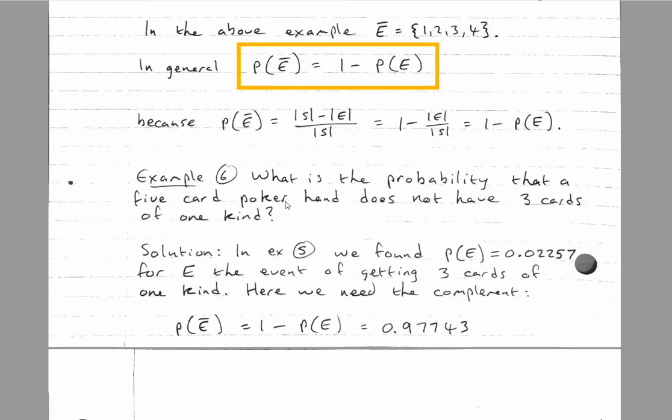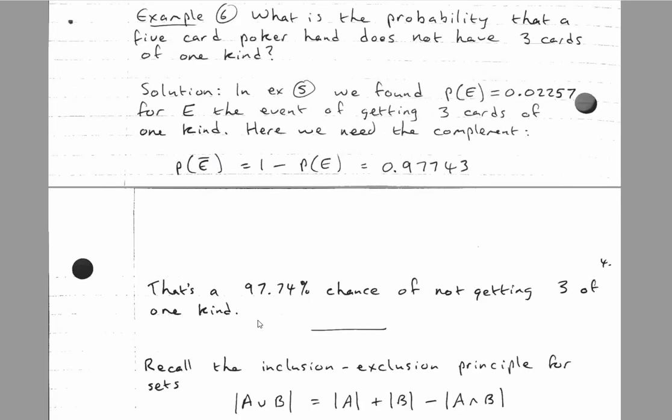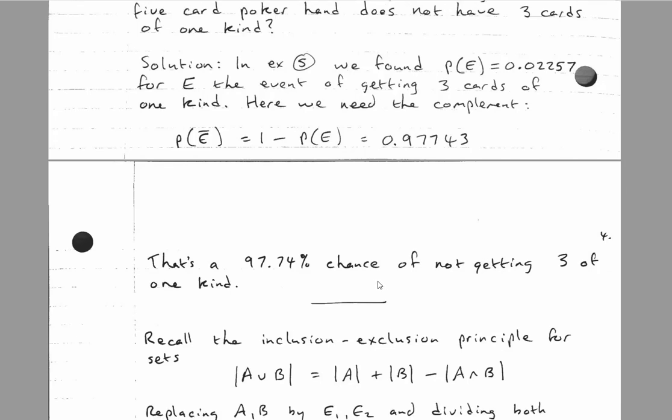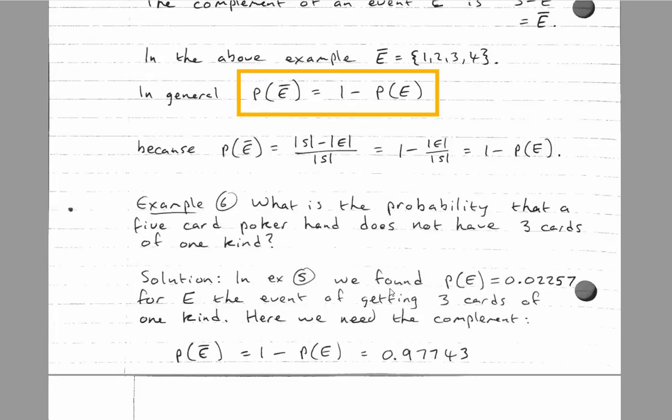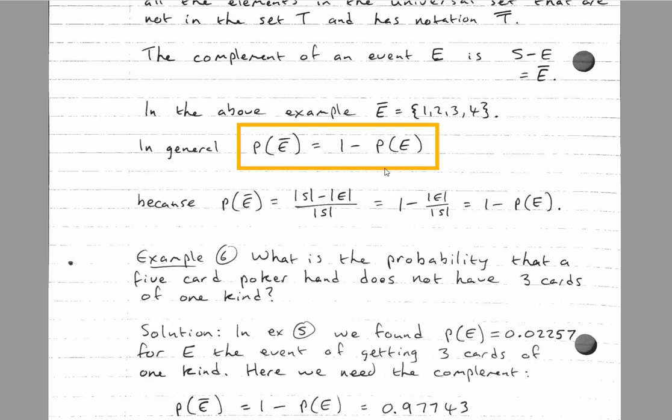Alright, so we're just using the formula. So that means a 97.74% chance of not getting 3 of one kind. So very, very likely. Okay, so we're just saying, if you know the probability of something happening, then the probability of it not happening is just 1 minus that.